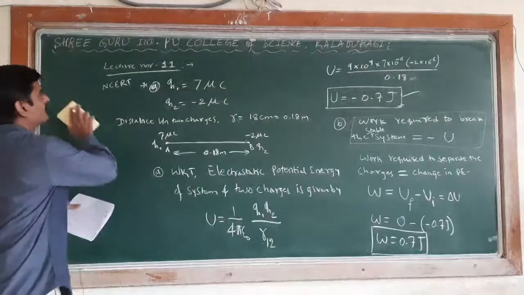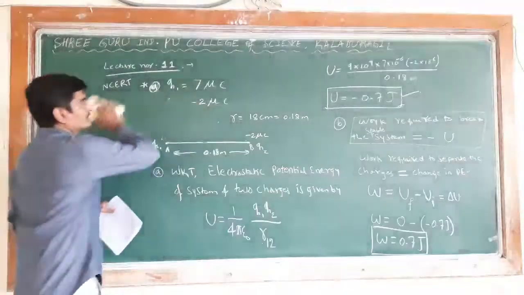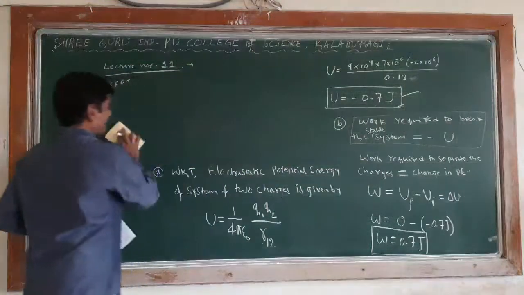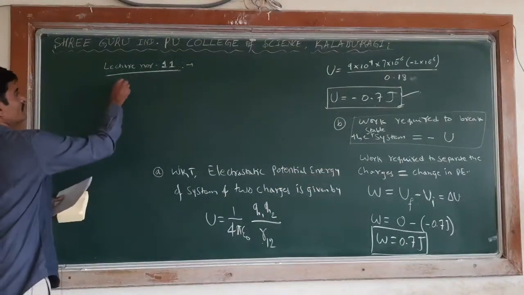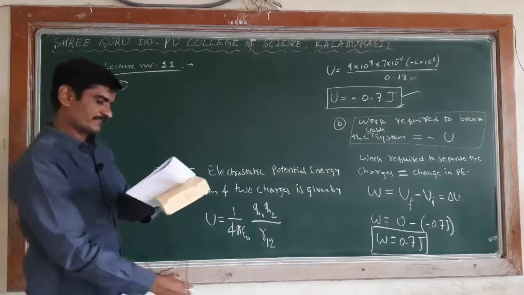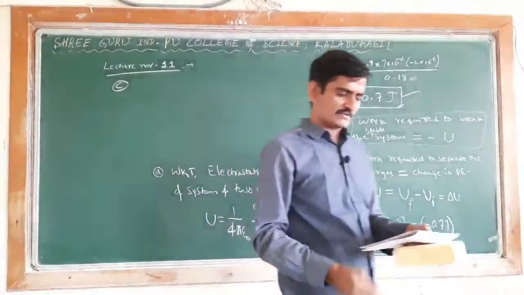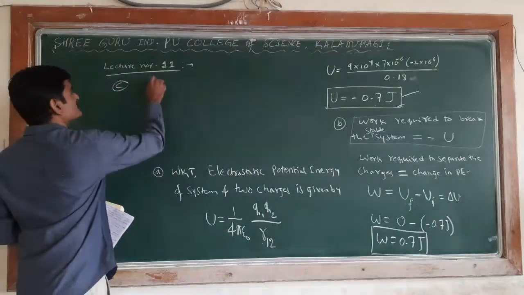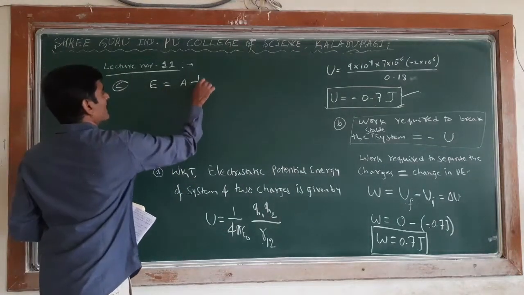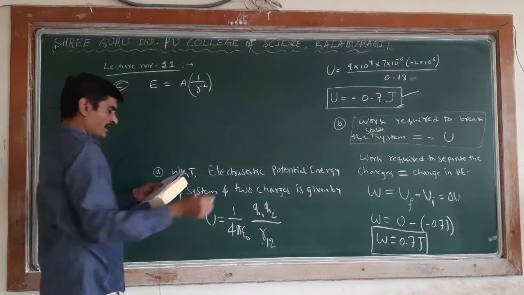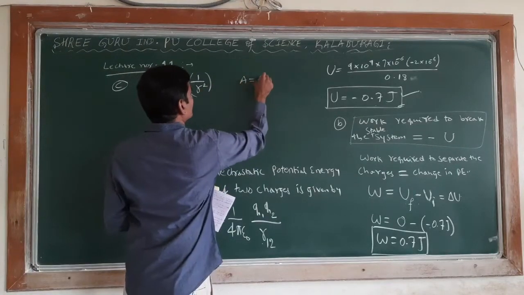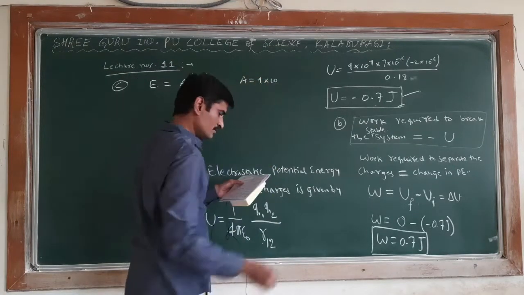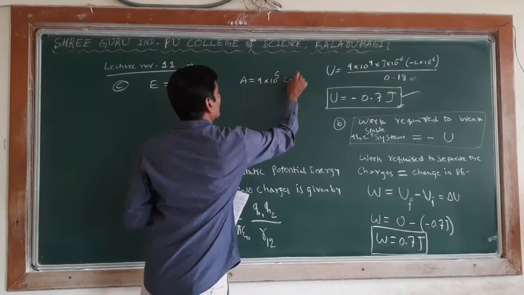Next, the third one, C. This is A, B, C. So now C. See what is there. Suppose the same system of charges is now placed in an external field, E is equal to A into 1 by r squared. They have given the value of A as 9 into 10 to the power 5 coulomb per meter square.